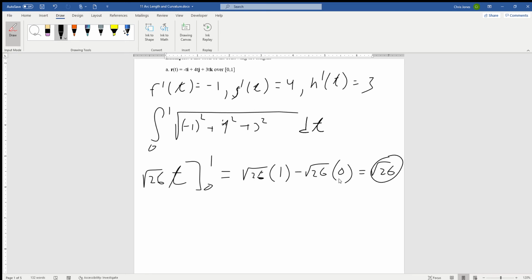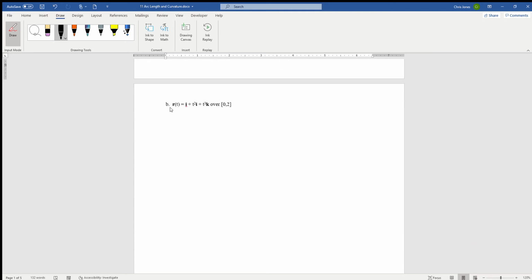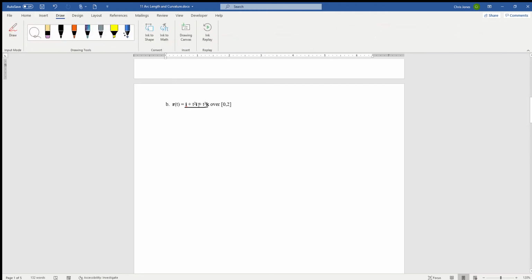Not every function is as easy, so let's take a look at a second example. This one has some other stuff going on besides linear coefficients. We have i, then t squared j, and then t cubed k. Unfortunately, that's one we don't necessarily like to work with. Just like before, let's find the derivatives. f prime of t is 0, so we like that, nothing to contribute. g prime of t is 2t, and h prime of t is 3t squared.